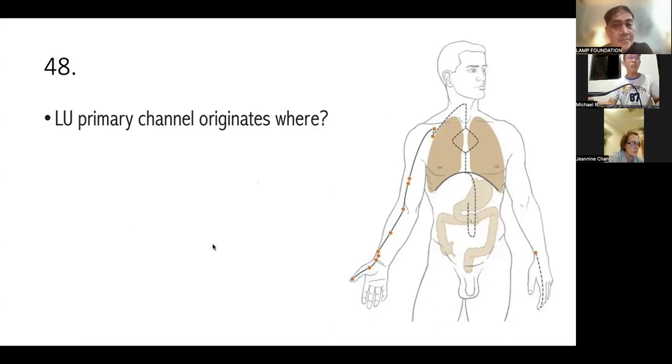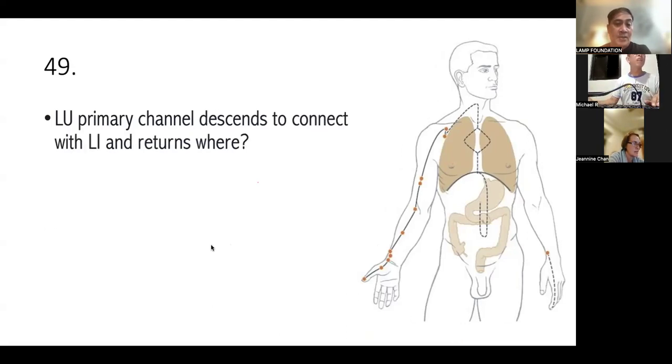In the middle burner. Okay. Particularly in the middle burner. Stomach. Stomach region. Yeah, in the middle, middle burner. Okay, so some of us may think it starts from the lung. No, it actually starts from the stomach area.